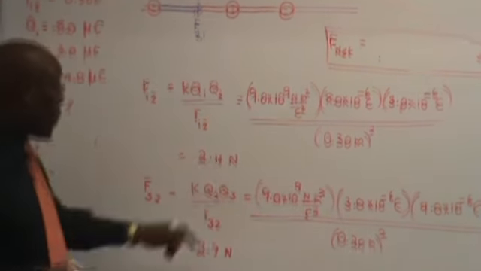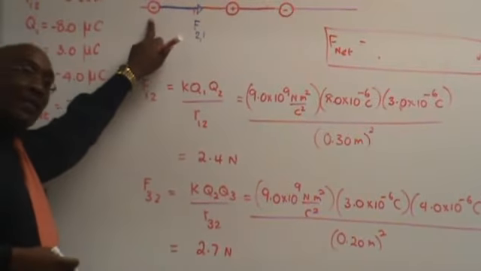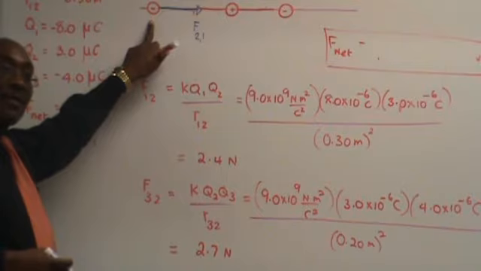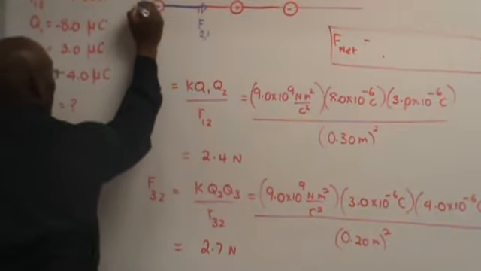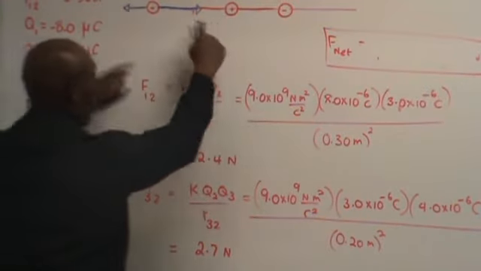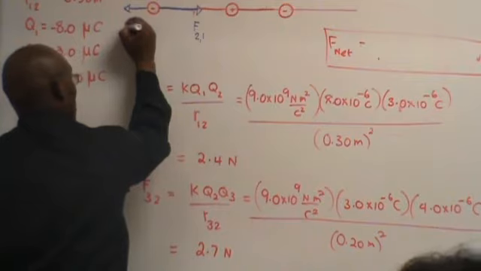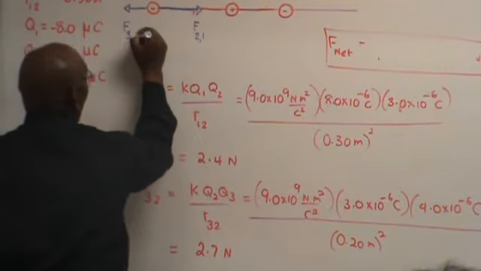Now we want the force of 3 on 1. What kind of force is that? Repelling, so you're pointing this way, right? And because this charge is so far away, it's less. So this is F of 3 on 1.